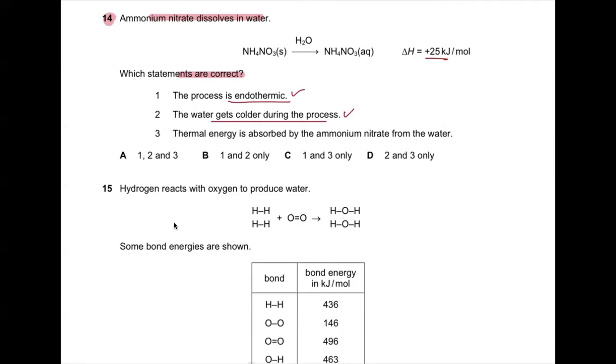That is correct. Thermal energy is absorbed by ammonium nitrate from water. Yes, it is correct as well. So all three are correct. It means B, C, and D go wrong, and our correct answer is A.